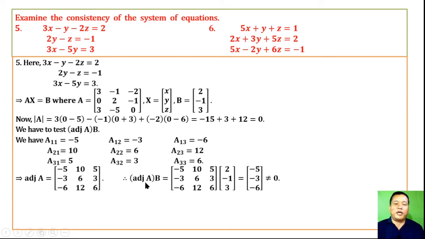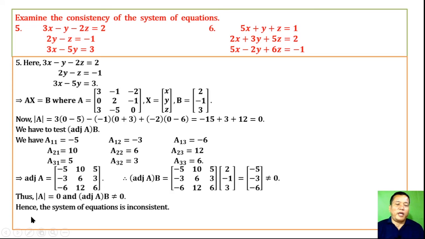Now adjoint A into B, the adjoint A value and B value multiplied, we get a column matrix which is not a zero matrix. Thus determinant of A is 0 and adjoint A into B does not equal to 0. Hence the system of equations is inconsistent. Question number 6 is similar to question number 5.